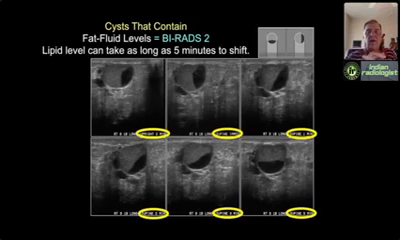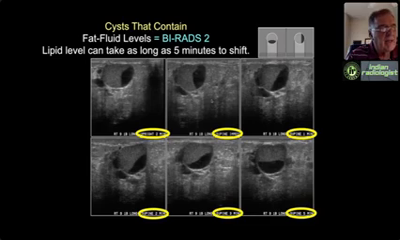Now, the problem with getting fat fluid levels to shift is that, like proteinaceous debris, it can take a long time for the shift to occur. So here I'm showing you a longitudinal view of a complicated cyst with a fat fluid level filled about 70% with fat. And when I put her supine, immediately nothing happens. At 1 minute, it's only beginning to shift. At 2 minutes, a little more. 3 minutes, a little more. And it isn't until 5 minutes that it shifted. Is this a problem? Way big a problem.